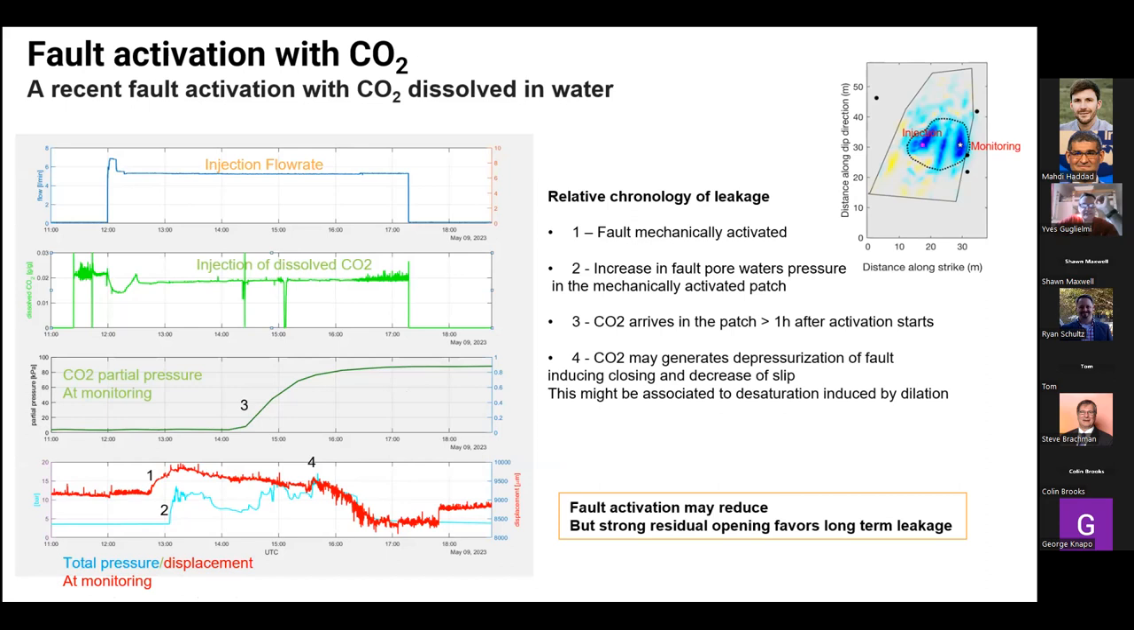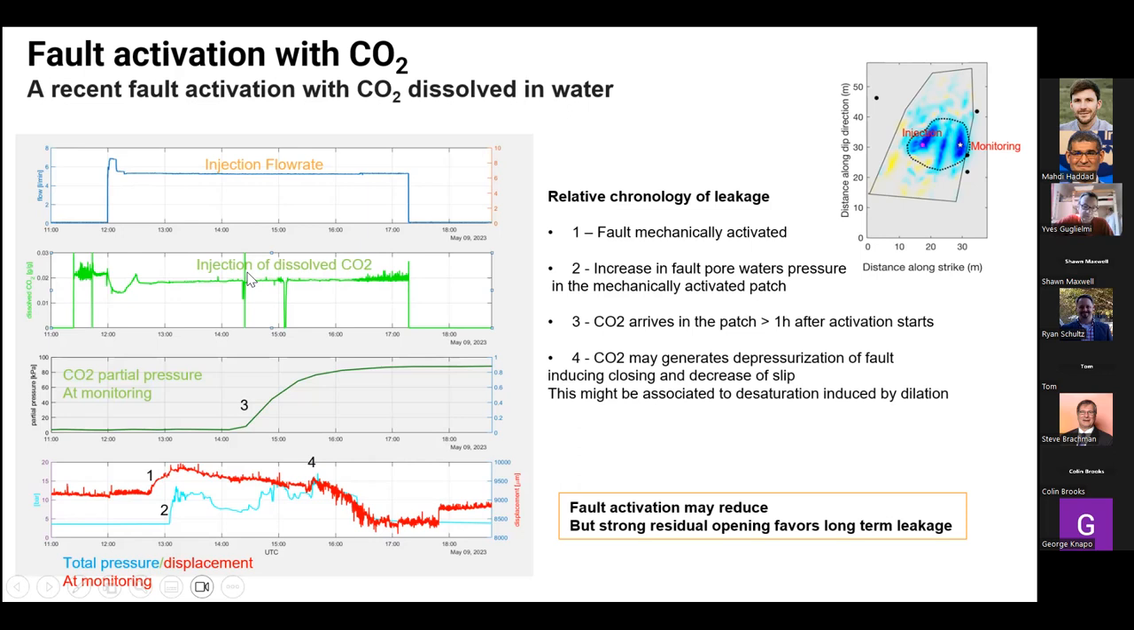And you see here the very preliminary results. This experiment took place last April, so it's very recent. But I wanted to show that because there are some interesting observations that we can already make. So again, we made a very simple constant injection flow rate injection. So that's the upper graph. The graph below is showing the CO2 dissolved. So again, it's a constant CO2 content all along the injection.